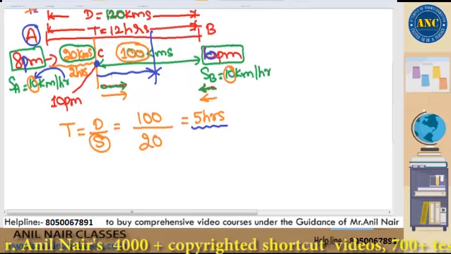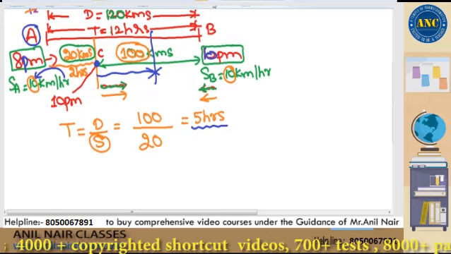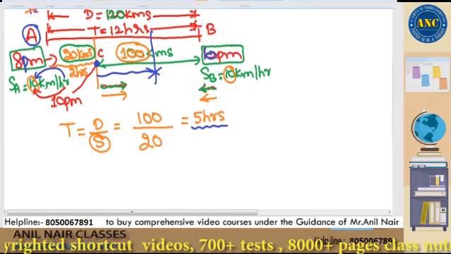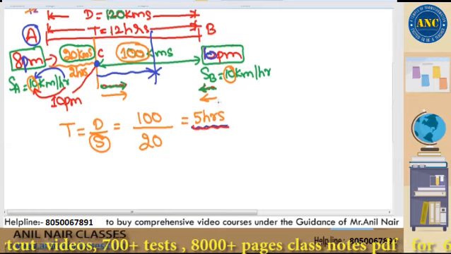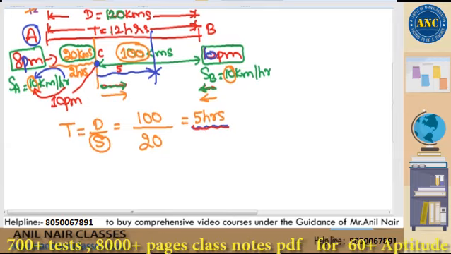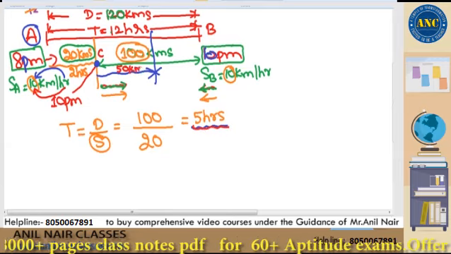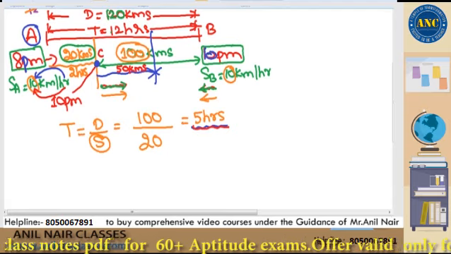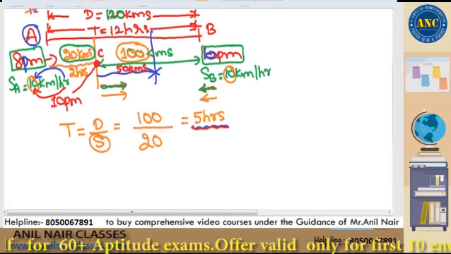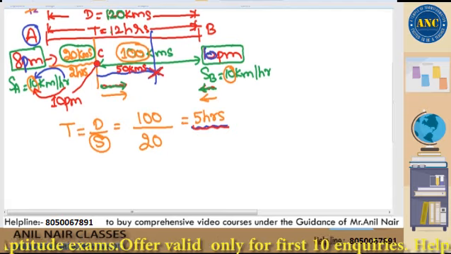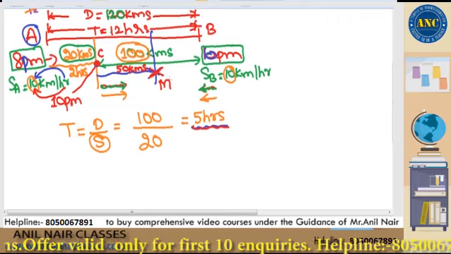At which point will they meet? If I take train A, in 1 hour it will cover 10 kilometers, but it will travel for 5 hours. 1 hour 10, 5 hours it is 50 kilometers. That means from this point train A will travel for 50 kilometers and it will meet train B. That is the meeting point.